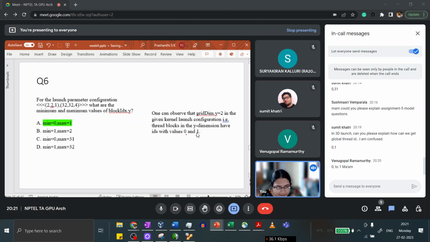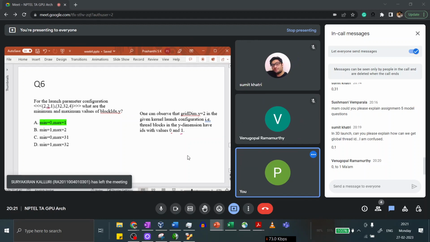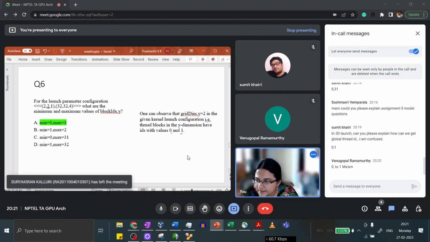So let's do one thing. I'm still trying to find the slide for the 3D launch. I'll do that in the background while you solve questions. We'll go back to that at the end of our problem solving session. I think we have 2 or 3 more questions left. After that, we'll go back and discuss how we get the global thread ID. And if you're still confused, I'll talk about it again in the next session. Let's move to the next question.